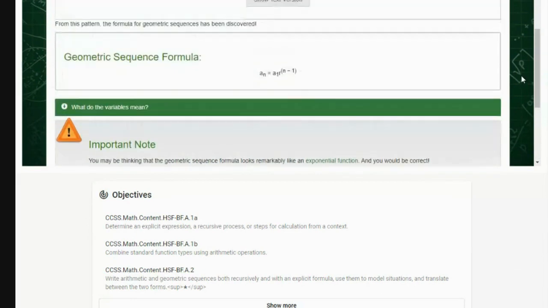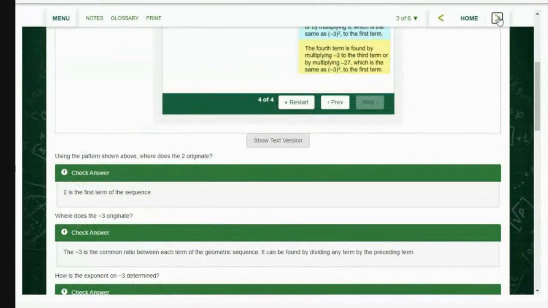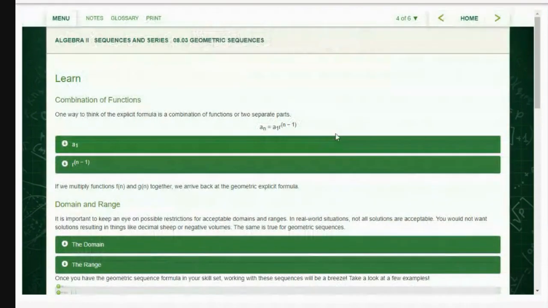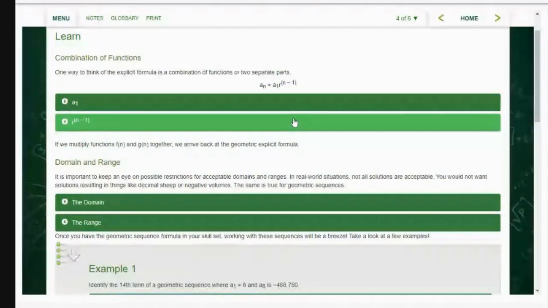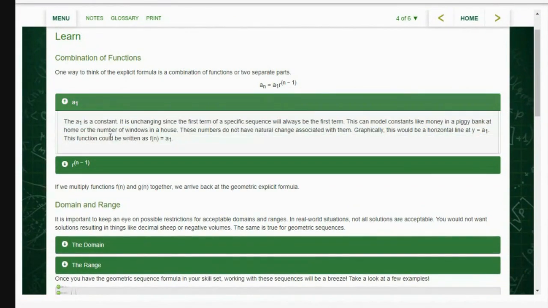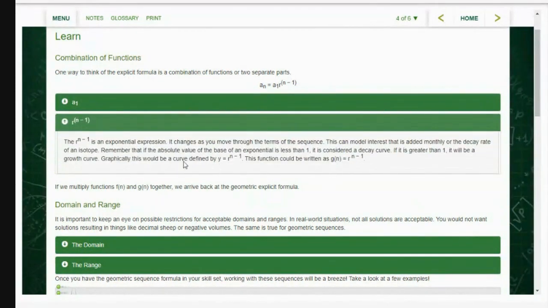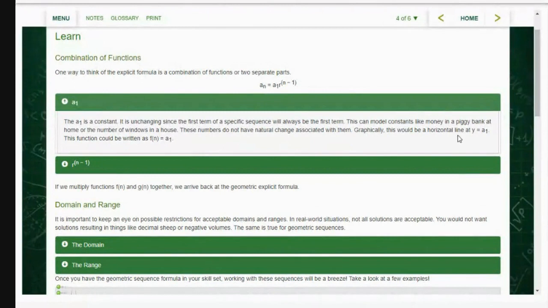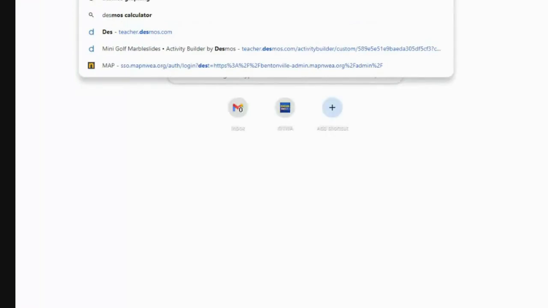All right, let's move back up here. Page 4 has the lesson summary. It talks about the combination of two different parts. If you look at the explicit formula, a1 times r to n minus 1, a1 is a constant, that's whatever the first term would be. r to n minus 1 is an exponential expression. If you graph it, it would cross the y-axis at a sub 1. That might be interesting too. Let's go look at that real quick.